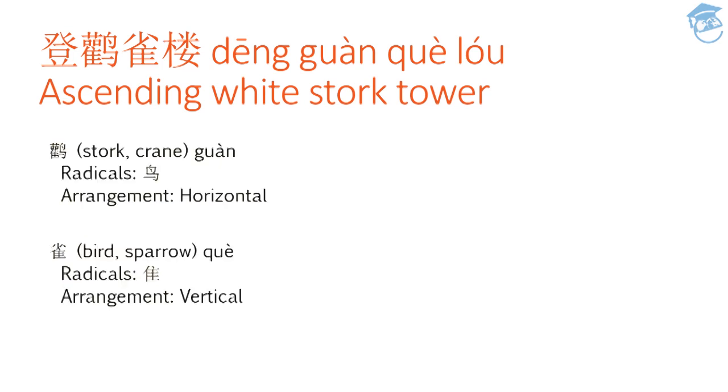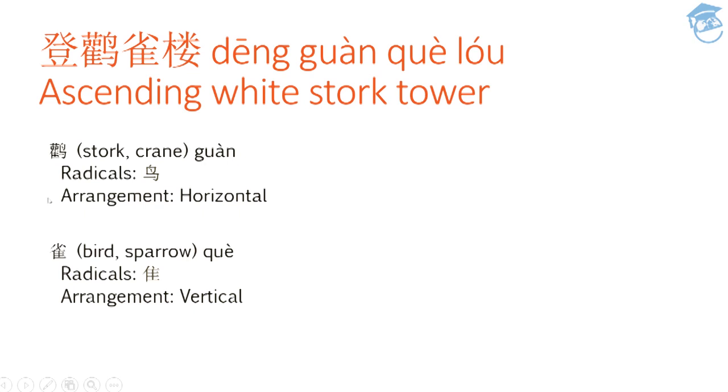Alright, so let me introduce you to the title of this poem. It's Deng Guan Que Lou. Deng, as you have already learned, is to ascend. When you are going onto a plane, you say Deng Ji, which is to board. So Deng means ascend in this context. Lou is floor, as you have learned before, but here we are referring to a building or a tower. The rest, Guan Que, is just the name of the tower. It's White Stork Tower.